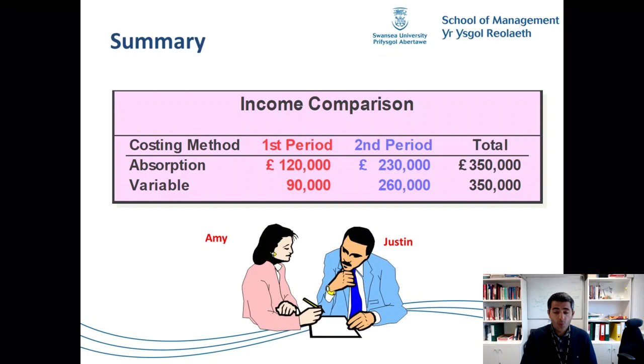And as I mentioned, why is the total profit the same? Very simple answer. Because no closing inventory left at the end of year two. If there happens to be closing inventory left at the end of year two, remember that we will not have the same profit or the similar profit between the two methods.